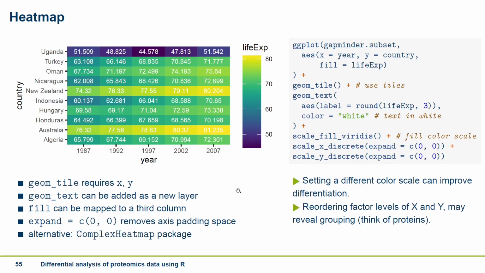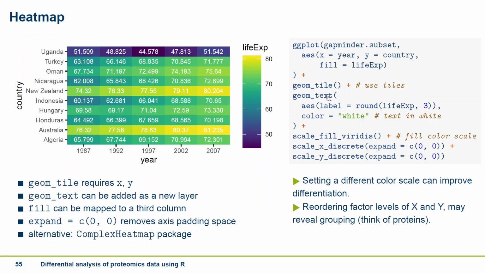Another popular plot type is the heat map. In this case, you can do this with the geom_tile function. So you have 2 categorical variables and an additional numerical variable. You have the year and the country as x and y axis, and you fill in the color by using the life expectancy. So you will see that you get this color legend. Low life expectancies will be dark purple, and high life expectancies will be yellow in this case.